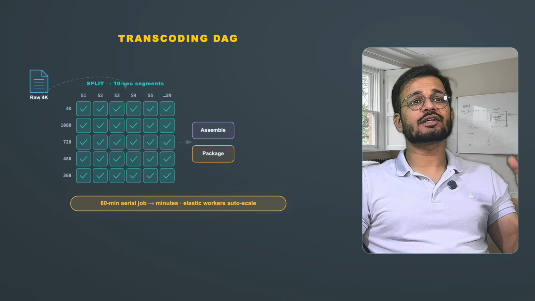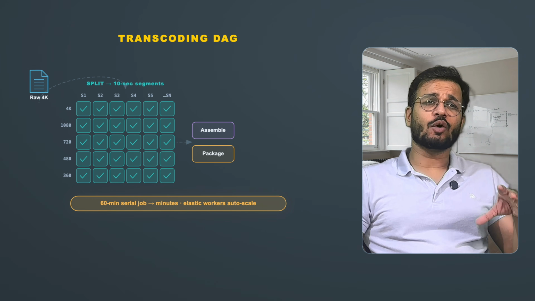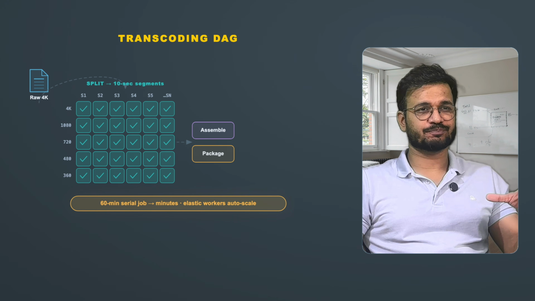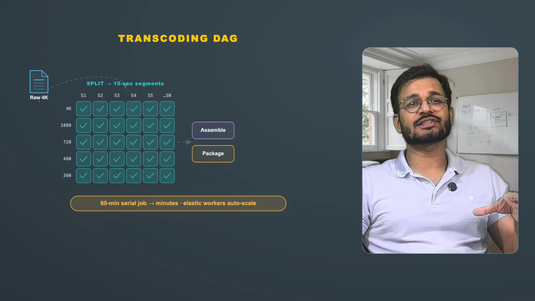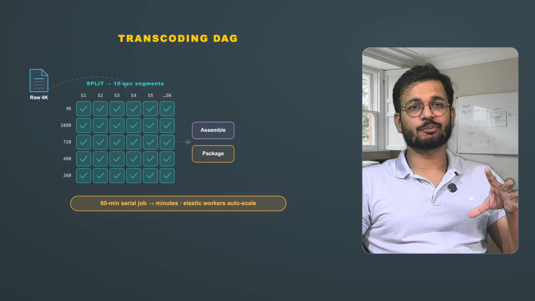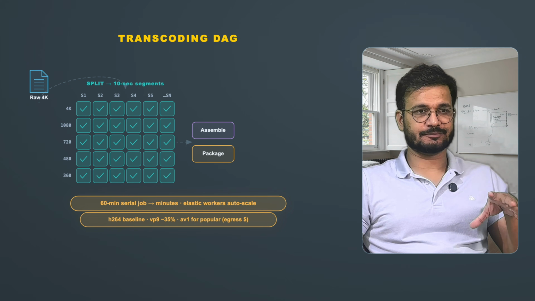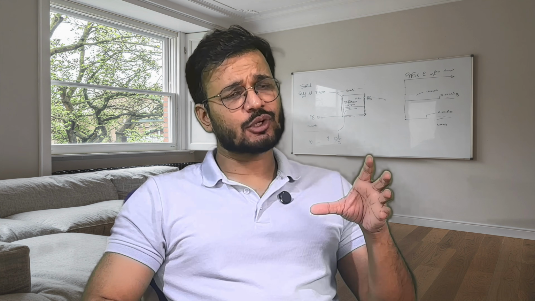The transcoder workers need to be elastic. A viral upload can mean 10,000 segments suddenly entering the queue. The worker pool auto scales using something like Kubernetes horizontal pod autoscaler or a spot instance fleet on a cloud provider. The codec choices also matter here.